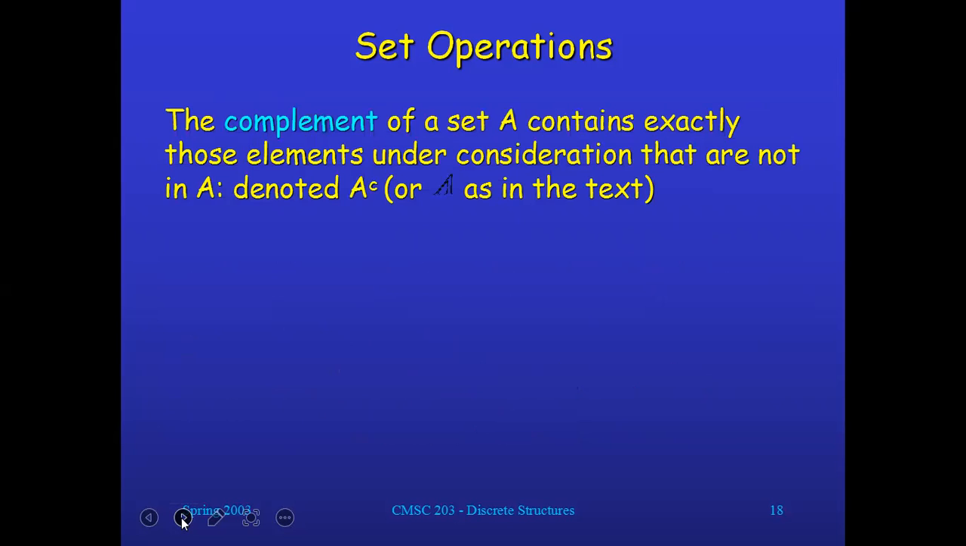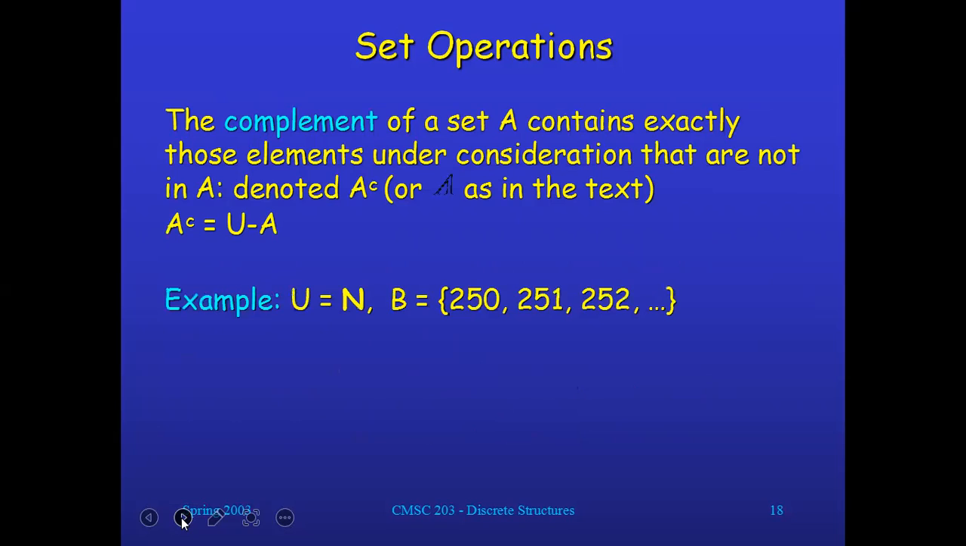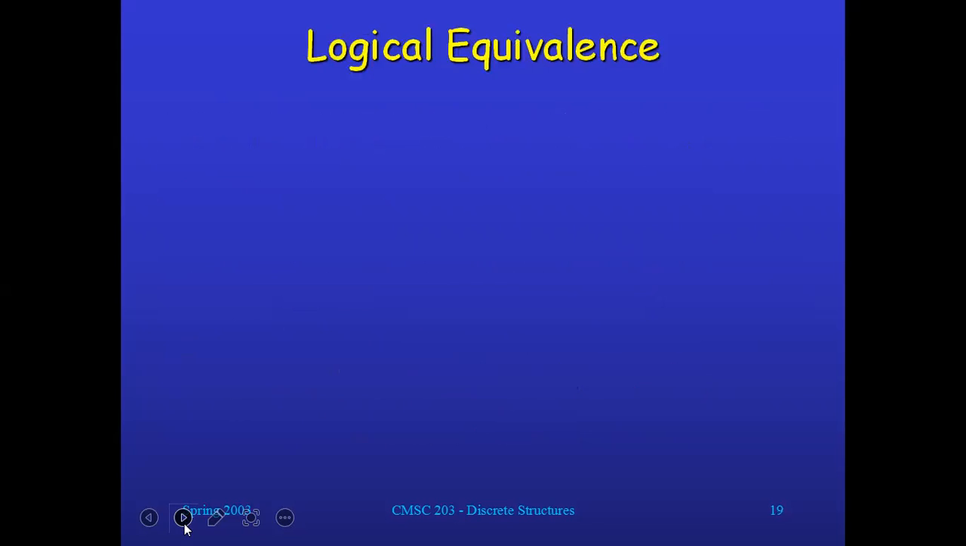Similarly, we have discussed the complement of a set in our Venn diagram. So the complement of a set will be U, the universal set, minus A, the difference. So for example, if the universal set is the natural numbers and B is {250, 251, and so on}, then what will the complement of B be? 0 to 249.